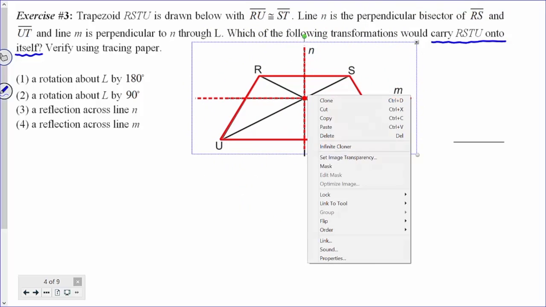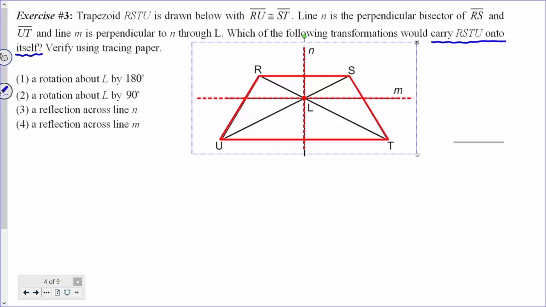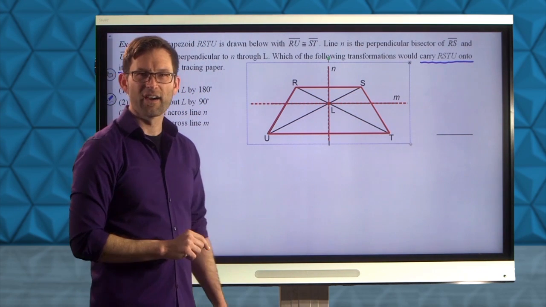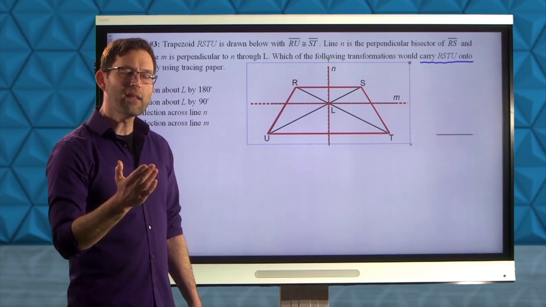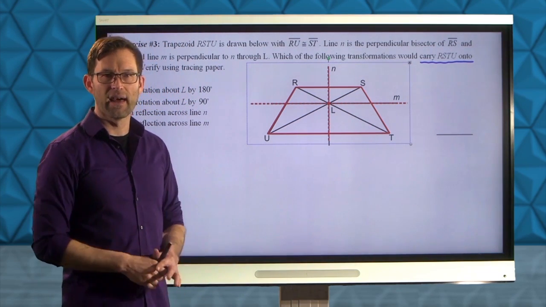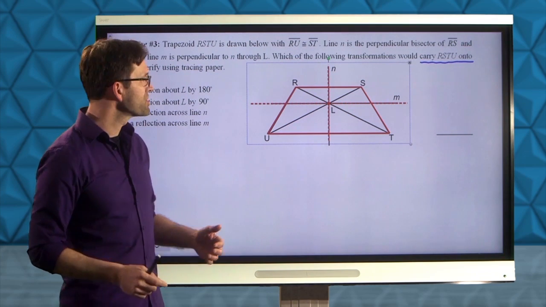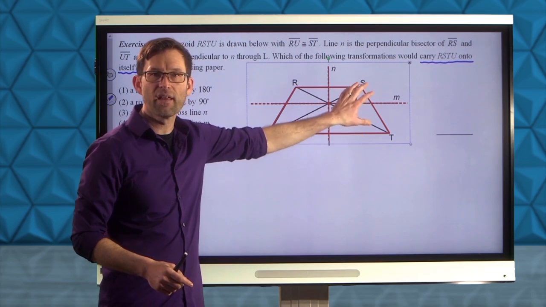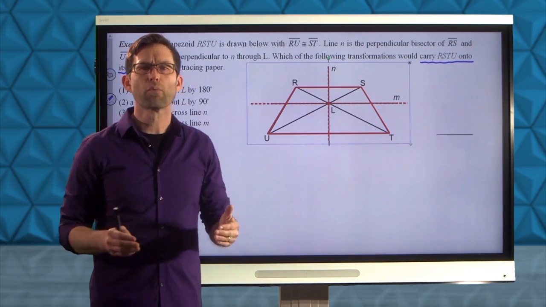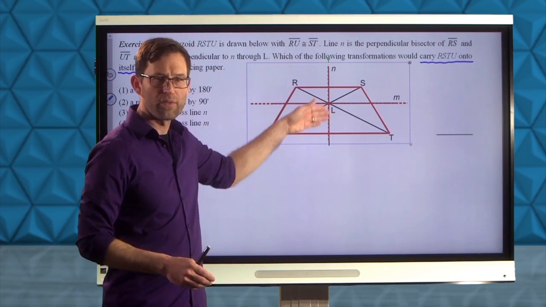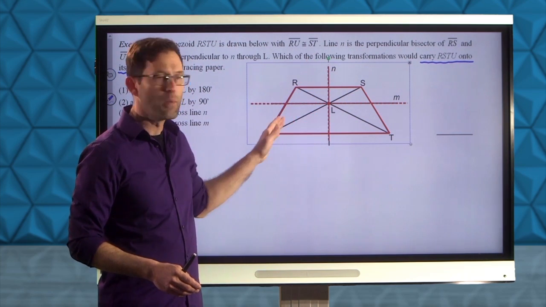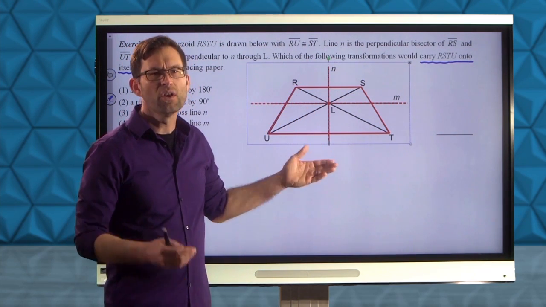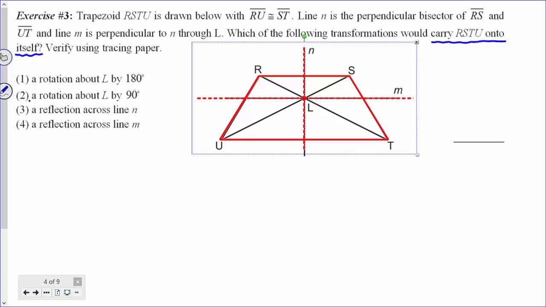All right, how about a reflection across line N? Well, we can flip that left-right. Ooh, yeah, that worked. And again, it makes sense that it worked. This is kind of going back to the work that you've done in previous years. The trapezoid looks identical on this side of line N as it does on this side of line N, hence the term reflection. If there was a mirror that we put right along N, then we would see this identical picture. So in fact, the answer is choice 3, a reflection across line N.